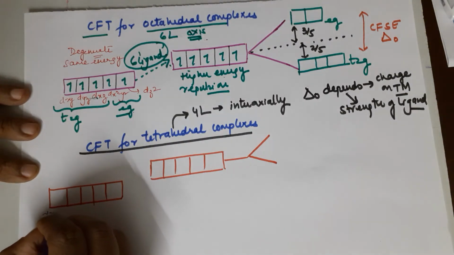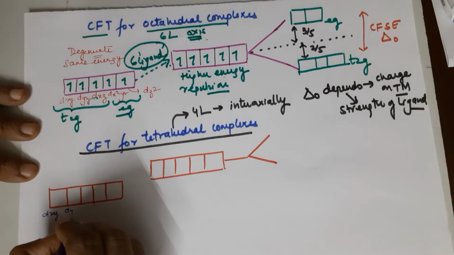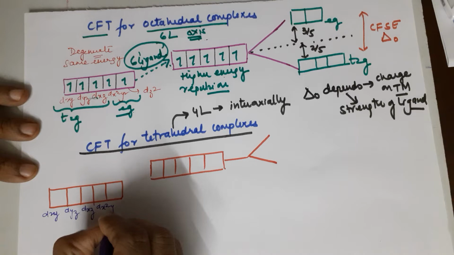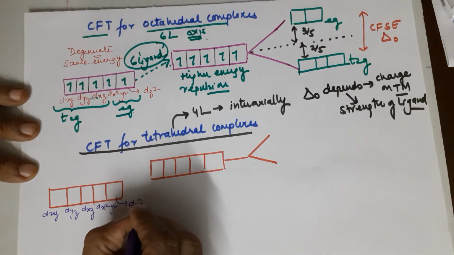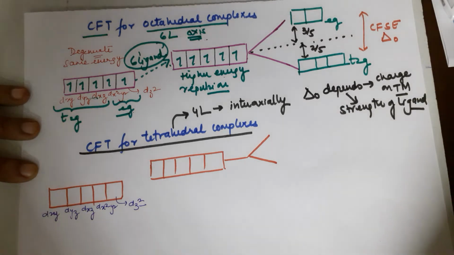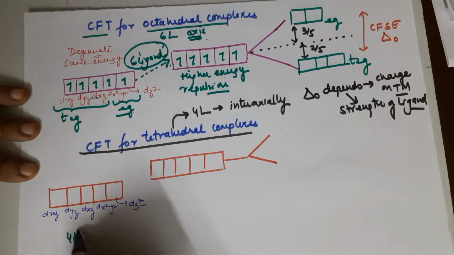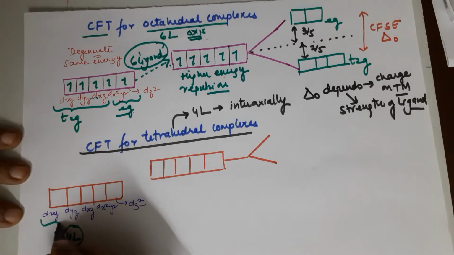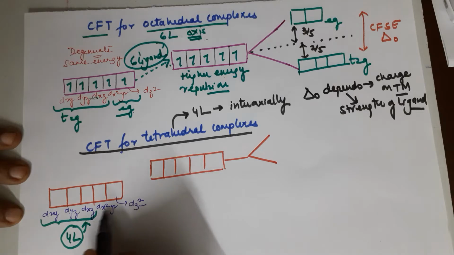If they are approaching interaxially, then out of the d orbitals that you have, this is dxy, this is dyz, this is dxz, this is x square minus y square, and this is dz square. Now when the 4 ligands are approaching tetrahedrally, which orbitals will be affected? It will affect these 3 orbitals more because they are in between the axis. These will be less affected because they are on the axis.